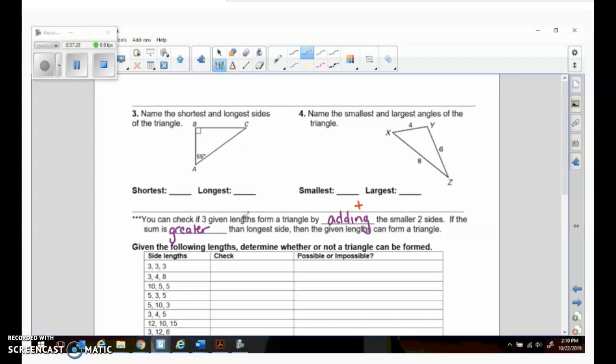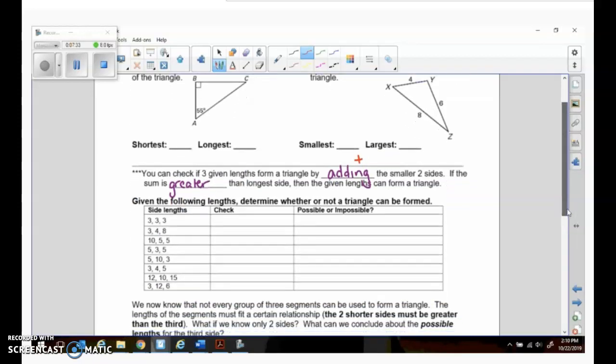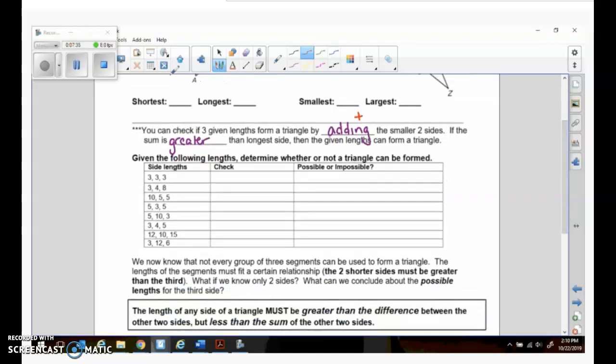So here's the next thing that we'll be learning about. You can check if three given lengths form a triangle by adding the smaller two sides. If the sum is greater than the longest side, then the given lengths can form a triangle. So not all side lengths are going to be able to form a triangle. So let's check. 3 plus 3 is 6. 6 is greater than 3. And so that works. It's possible. In fact, that would be an equilateral triangle.